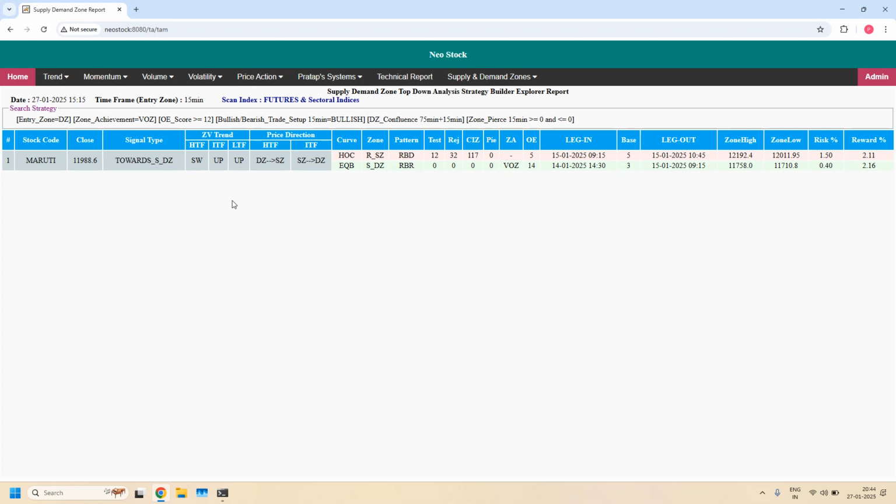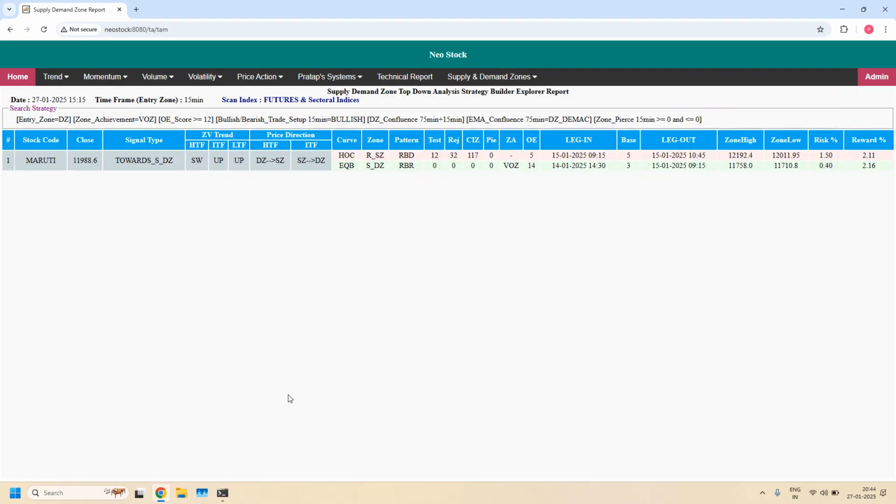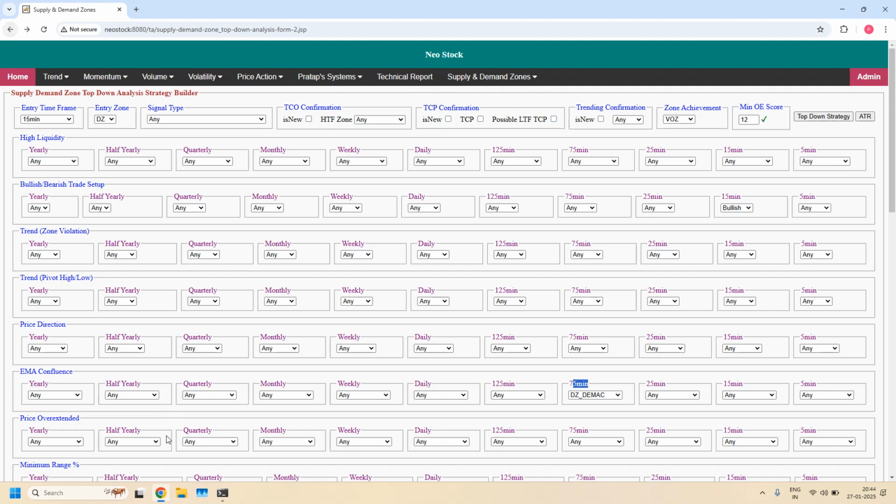Let's verify whether the 75 minutes demand zone is having daily EMA confluence. At 75 minutes time frame, 75 minutes demand zone having daily EMA confluence, with this filter. So this is a high probability, even more high probability, because it is having even daily EMA confluence. The 15 minutes zone is part of the 75 minutes zone, and that 75 minutes zone is having daily EMA confluence. Let's check whether this stock is also having a HTF demand zone confluence. Removing EMA filter.